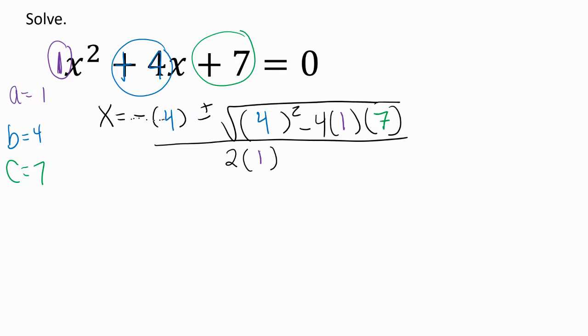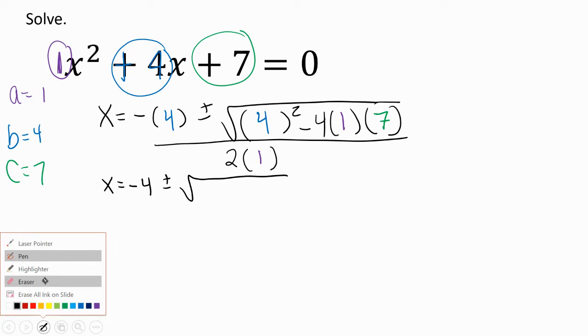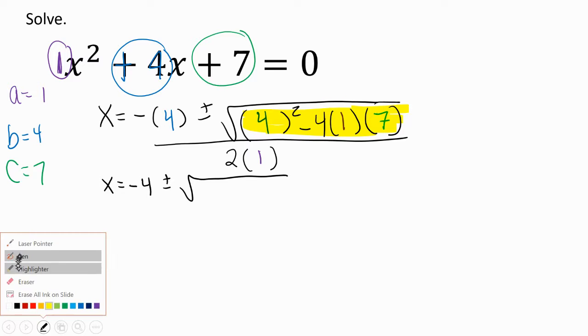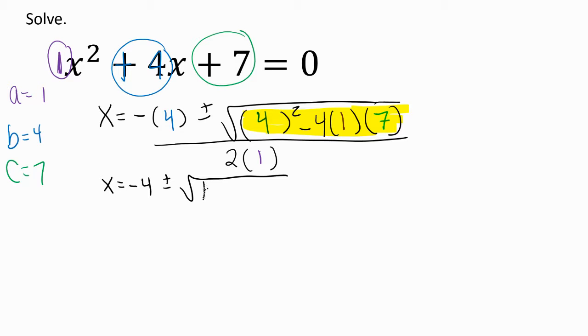So this is only a single negative, it's not a double, so we know it's going to stay x equals negative 4 plus or minus the square root. We're going to simplify inside of that square root, so it's 4 squared, which is 16, and we're going to do negative 4 times 1 times 7. Oh, wrong color. All right. So this is going to be 16, and it'll be minus 28 all over 2, because 2 times 1 is 2.